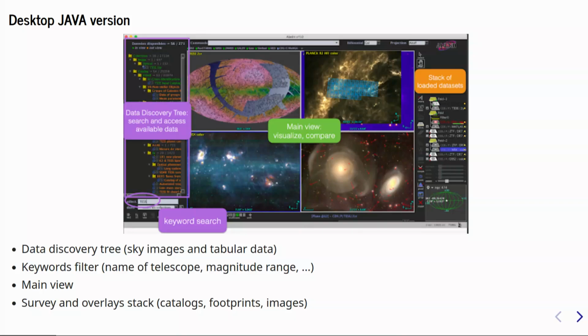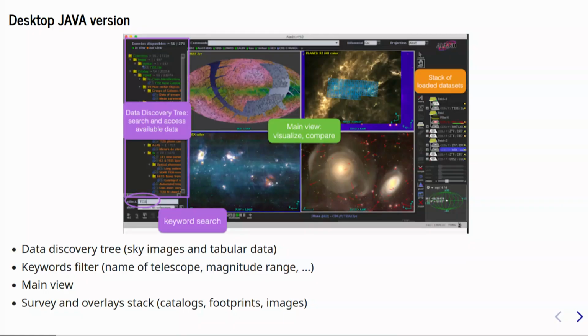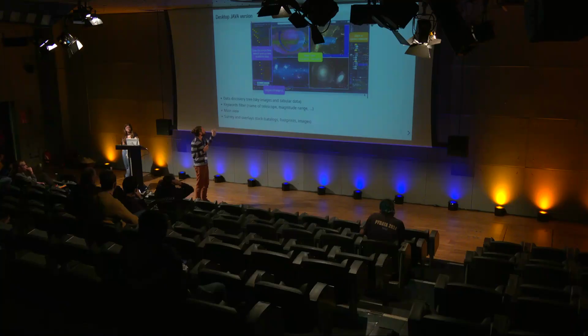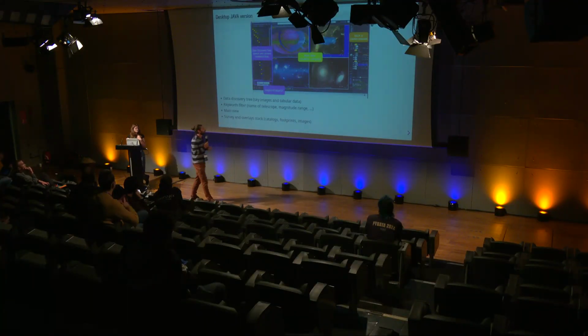You can see different parts when you open the application. You have a data discovery tree on the left, which allows you to search for tabular data to display on the sky, and also to search for surveys coming from different telescopes, such as the James Webb Space Telescope or the Hubble Telescope, in different wavelengths also. On top of that image survey, you can plot catalogs, so tabular data, like you can see here some arrows. These are vectors that refer to proper motions of the stars. It means the speed of the stars, their direction, and the magnitude of the vector shows the speed.